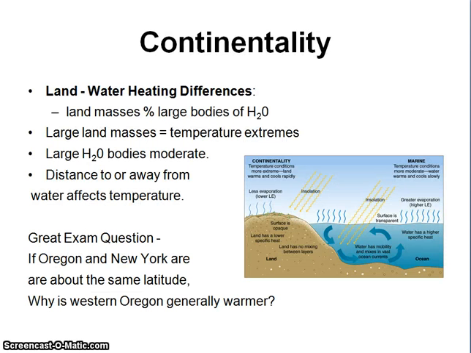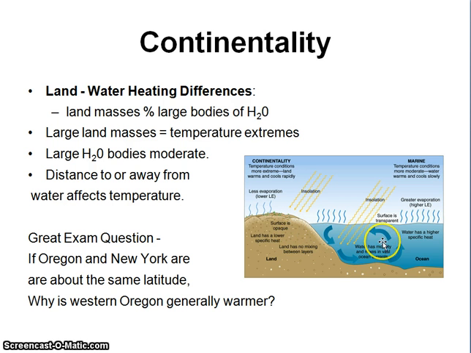And the fourth control is called continentality, or the differences between land and water heating. And this diagram, I think, is in your textbook. And what you see is that land surfaces heat up much faster than water bodies. And one of the reasons is that there's no mixing.